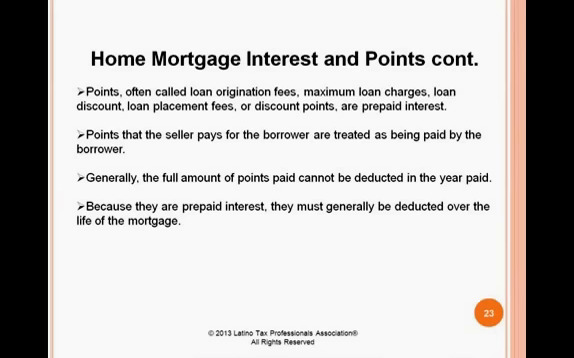So points, often called loan origination fees, maximum loan charges, loan discount, loan placement fees, or discount points, are really prepaid interest. Points that the seller pays for the borrower are treated as being paid by the borrower. Generally, the full amount of points paid cannot be deducted in the year paid. Because they are prepaid interest, they must generally be deducted over the life of the mortgage. So invariably, you have to include that, and it ends up being like $30 to $50 per year on their tax return for the next 30 years.